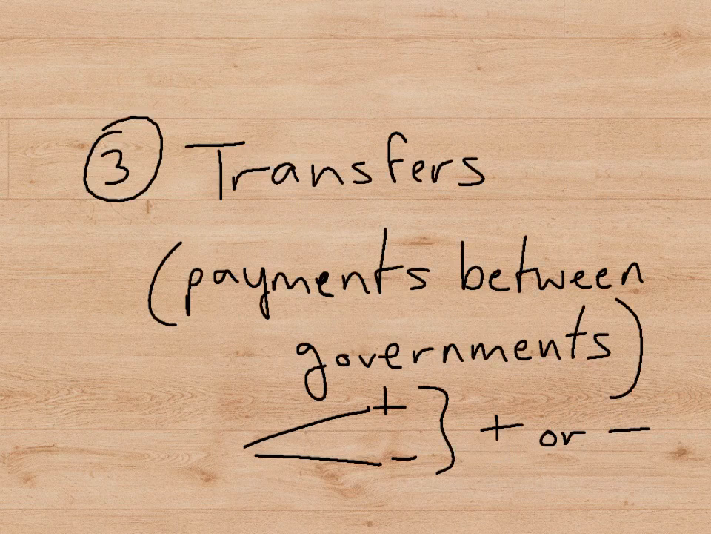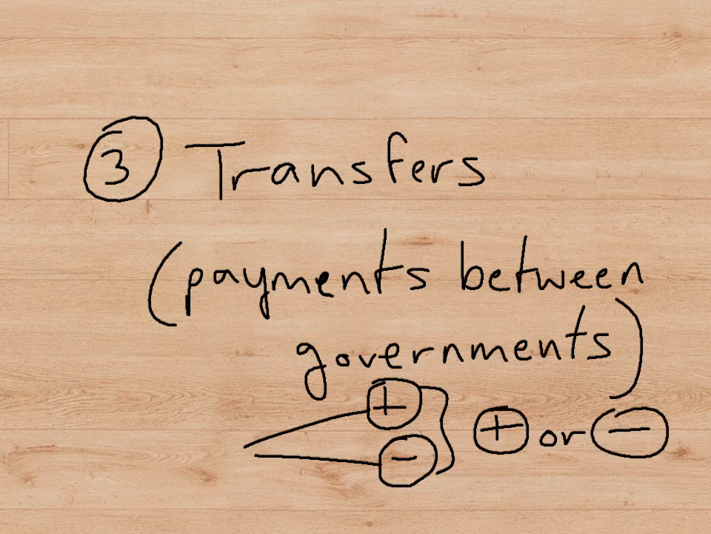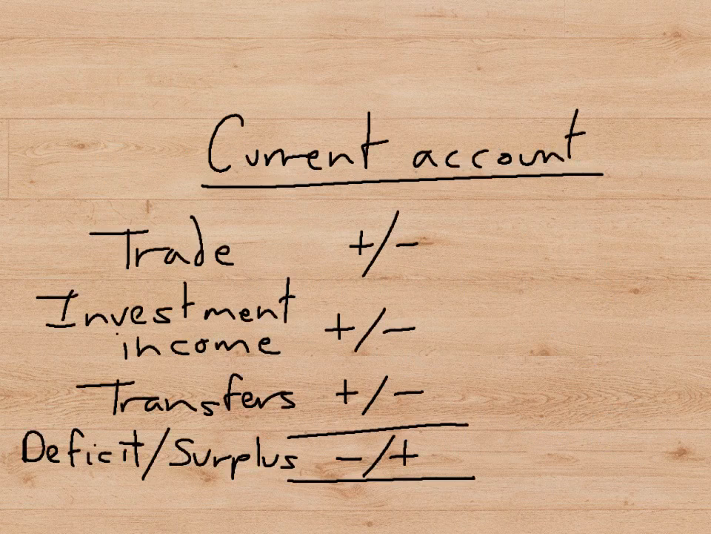The third part of the current account is transfers. These are payments between governments. Inflows from foreign governments are given a plus sign. Outflows, which are payments to foreign governments, are given a minus sign. And overall, we can have a plus or a minus for this section of the current account.